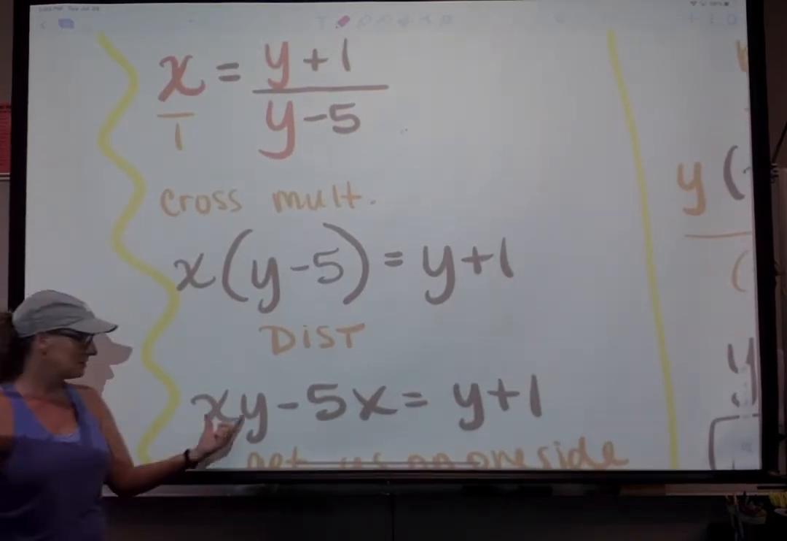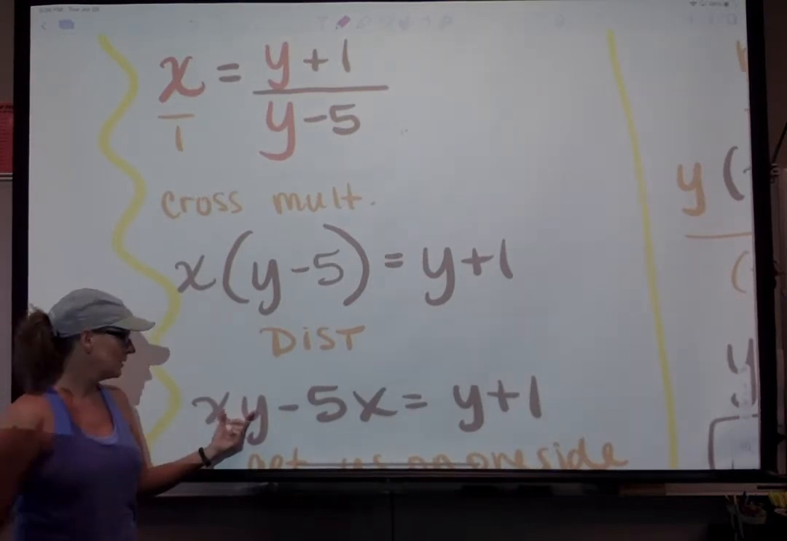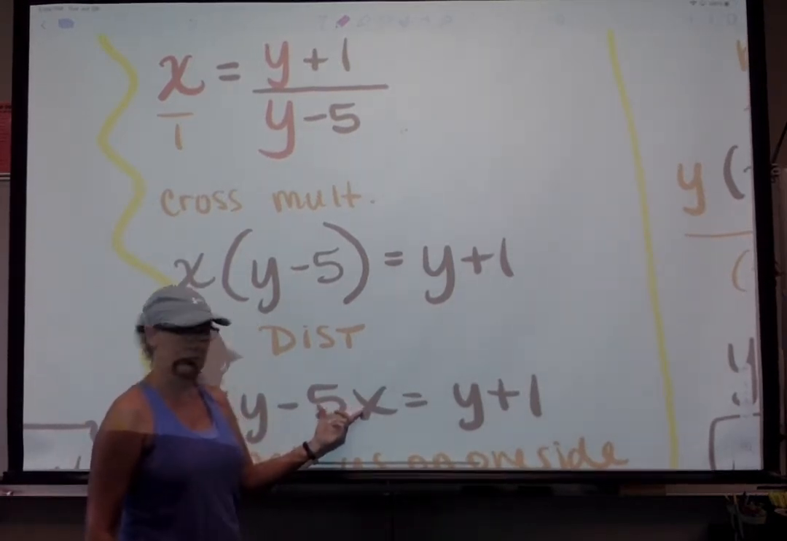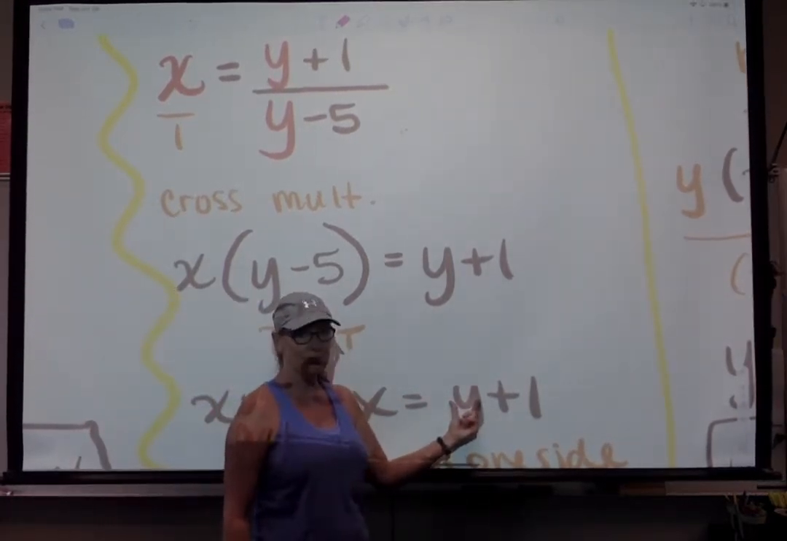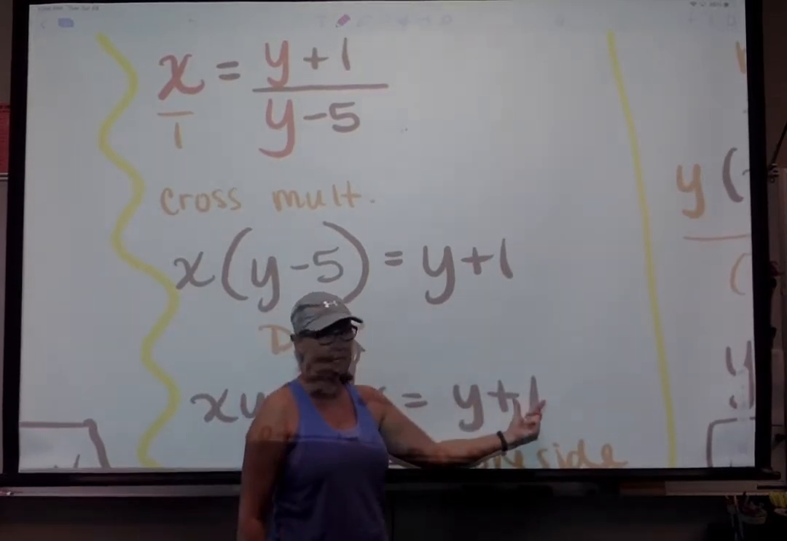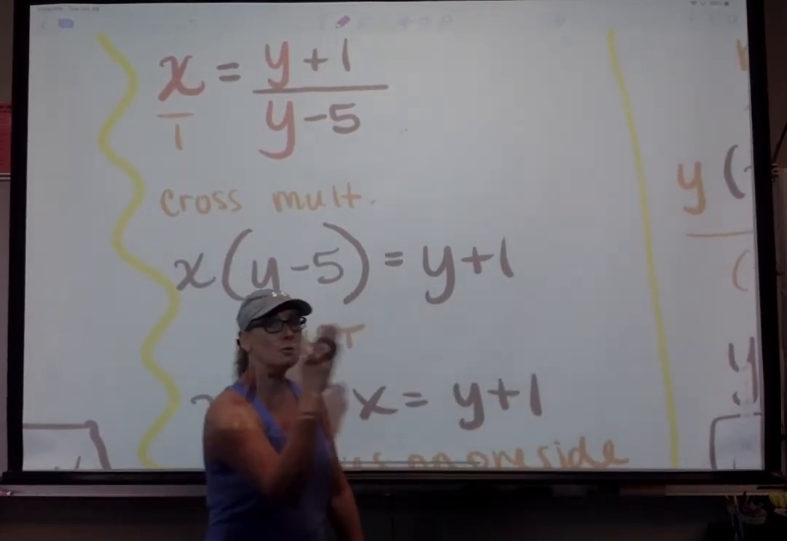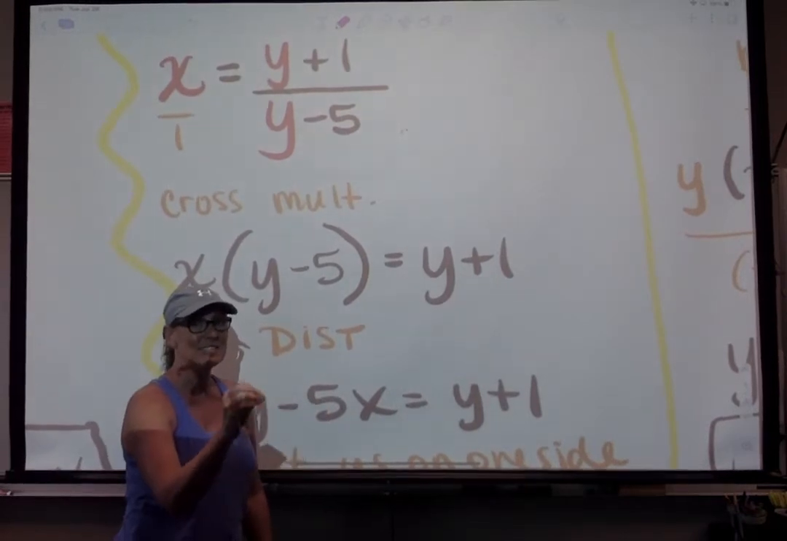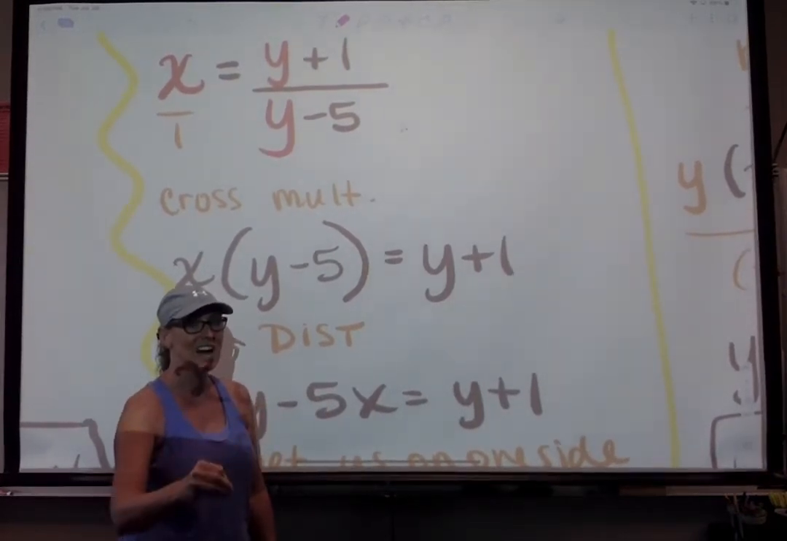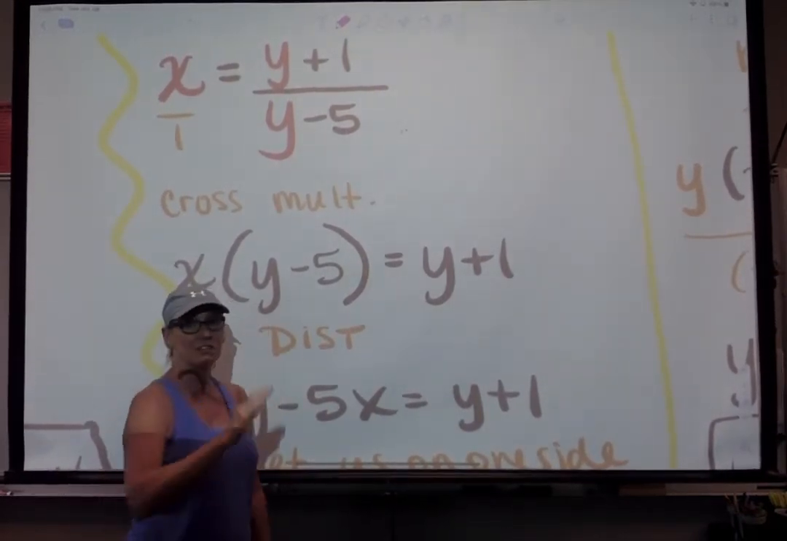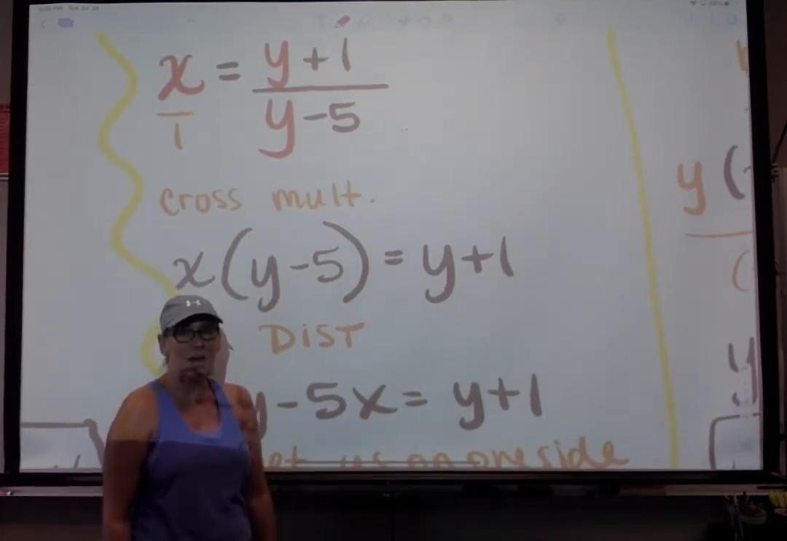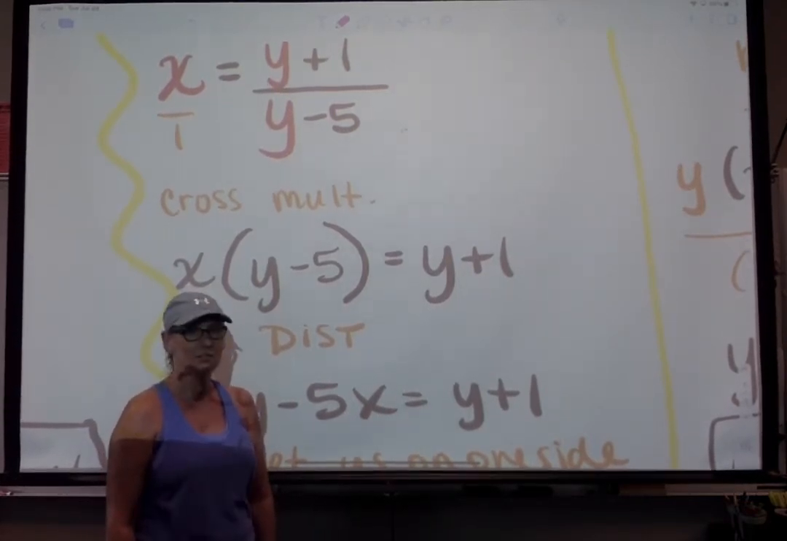Now, check this out. See this term? It has a y. See this term? It doesn't. See this term? It has a y. See this term? It doesn't. Every term that has a y in it needs to be on one side, everything else on the other. You know that. So do it.